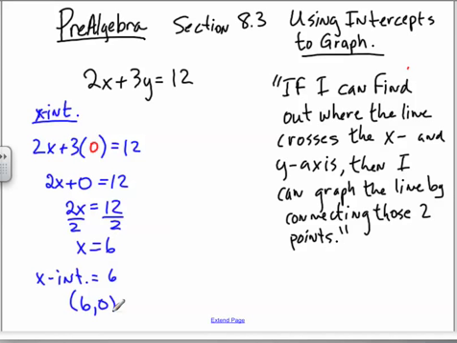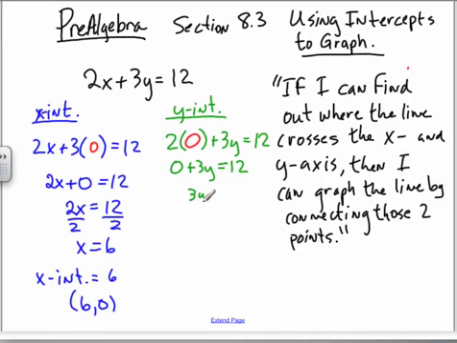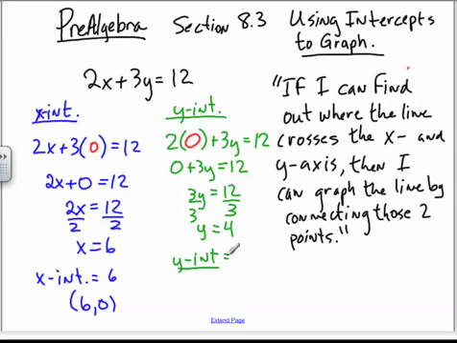Now I'm going to extend the page in a moment and we will graph it, but let's look at the y-intercept now. For the y-intercept, you guessed it, I need to make the x 0. So I'm going to put the x in red right here at 0. When I solve this, 2 times 0 is 0, plus 3y is equal to 12. 0 plus 3y is just 3y. Then I divide both sides by 3, and y is equal to 4. So the y-intercept is 4, and the coordinates are 0, 4. When I plug in 0 for x, I get 4 for y.